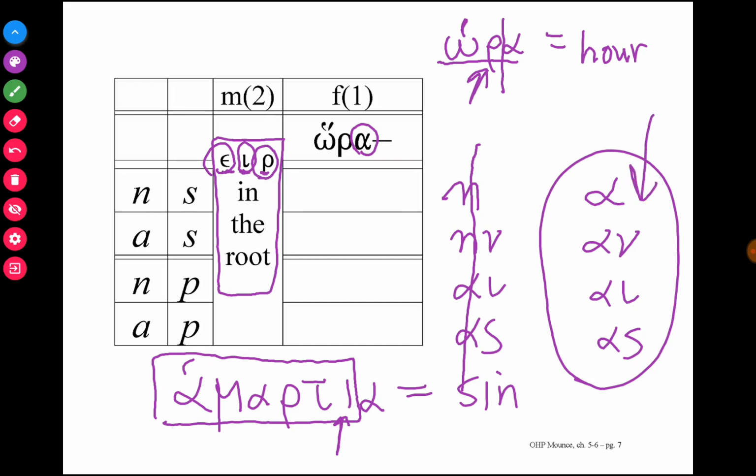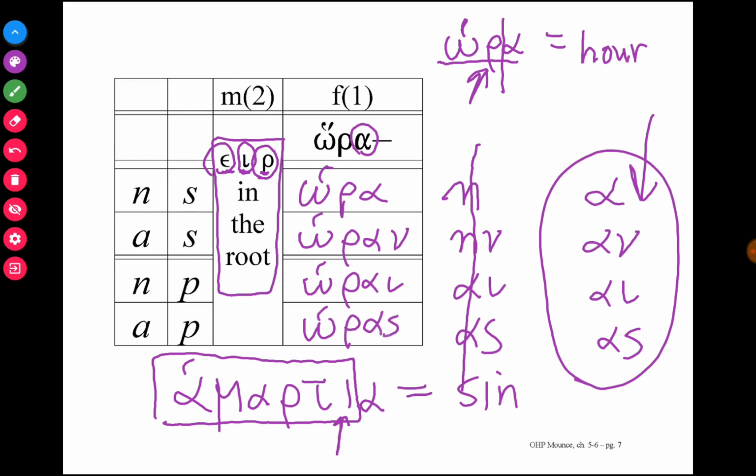So what would hora look like then if we filled out the paradigm? It would be hora, horon, horai, horos. And so this would be an hour.